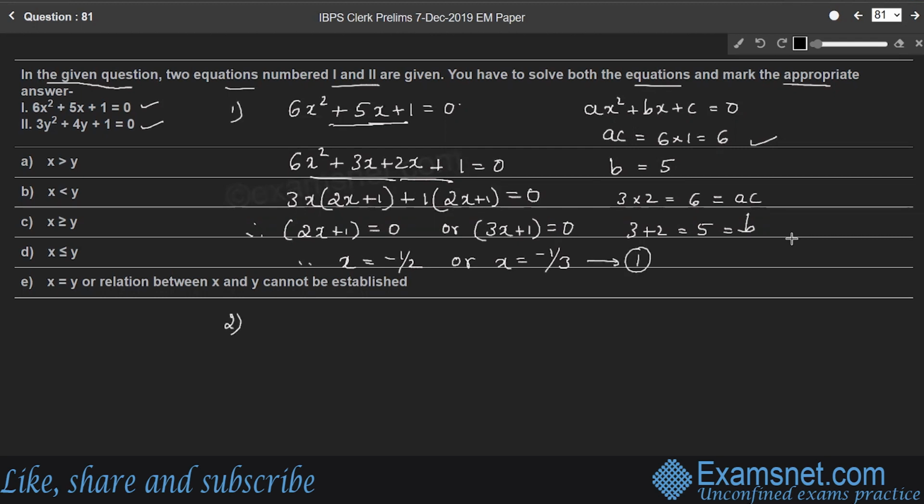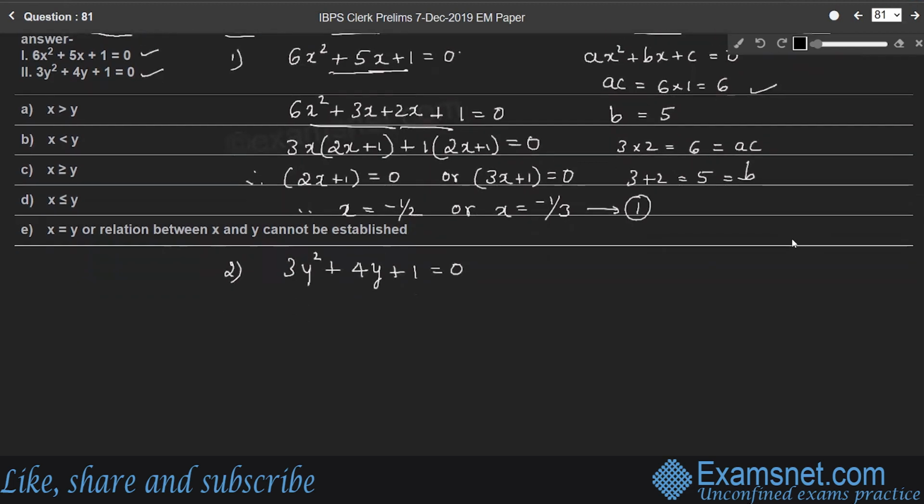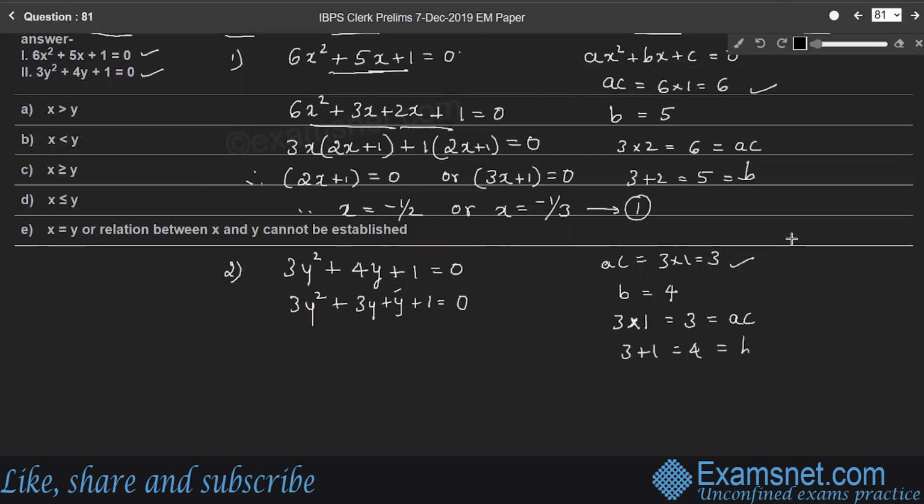Again, the second equation, 3y square, again a quadratic equation, plus 4y plus 1 is equal to 0. Here we need to split the middle term. Here AC is equal to 3 into 1, which is 3, and B is equal to 4. So let us split the middle term as 3y plus y, so that plus 1 is equal to 0, so that 3 into 1, coefficient of y is 1 here. 3 into 1 is equal to 3, which is AC. And 3 plus 1 is equal to 4, which is B.